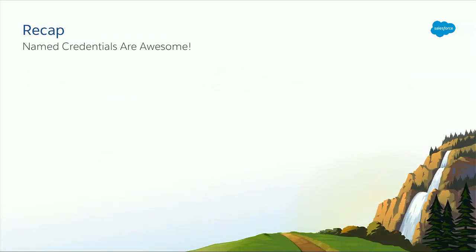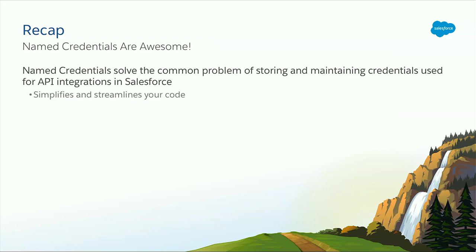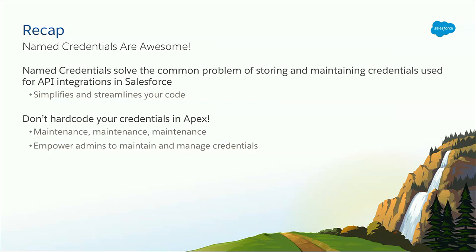So, in the last minute, just to quickly recap, name credentials are awesome. We use them a lot, I use them all the time, and really encourage you all to do so as well. Name credentials, as I've explained so far in this session, really solve that common problem that we all have of securely storing and using the credentials that we need for authentication. We get to streamline our code, and we get to avoid hard coding credentials in Apex. And please, if you're doing this today, take some time and see if there's any way you could use something like name credentials to make it more secure, more maintainable, and easier.